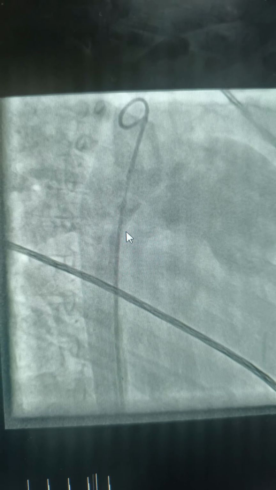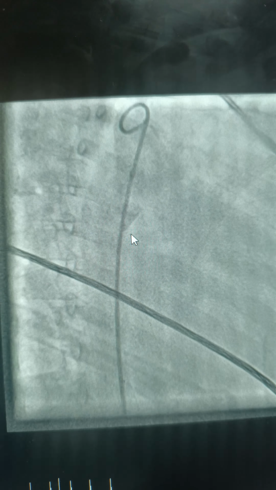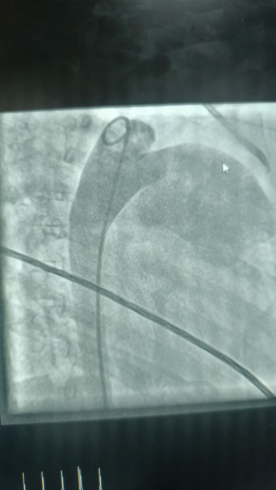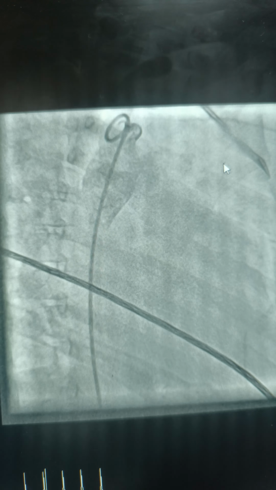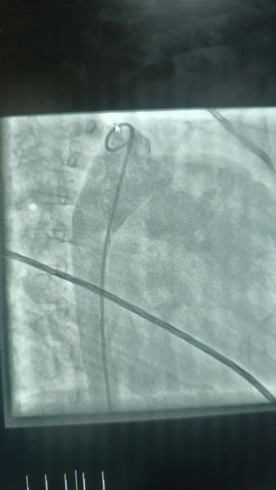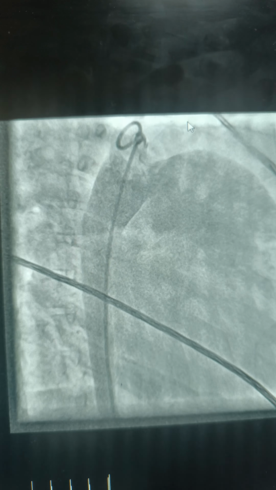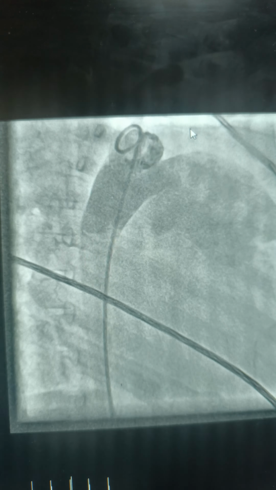So this is a case of a large PDA in a 5-year-old girl weighing 15 kg, failure to thrive. So we had taken injection with the pigtail catheter in RAO50 view to opacify or delineate the anatomy of the PDA. The pigtail proximal end is positioned at the distal transverse arch. We had given the contrast at 16 ml per second, 14 ml of contrast at 1000 psi.